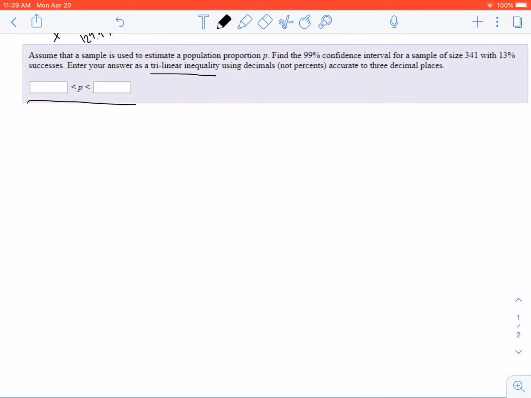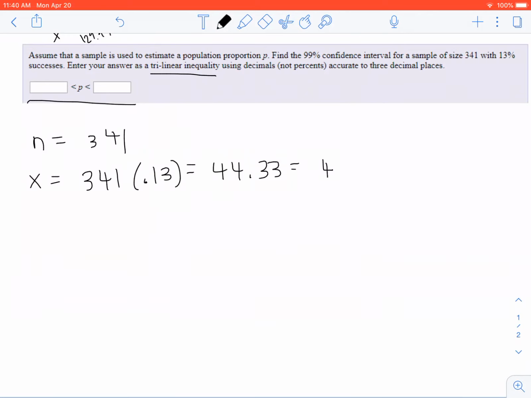So we need to know N, and N is our sample size, which is going to be 341. And then it says for X, which is our number of successes, we only have a percent of successes, so we have to do 341 times 0.13. And when we multiply this out, we get 44.33. We need this to be a whole number, so we need to round this. It just rounds down to 44. And then our C level, our confidence level in this problem, is 0.99. It's a 99%.